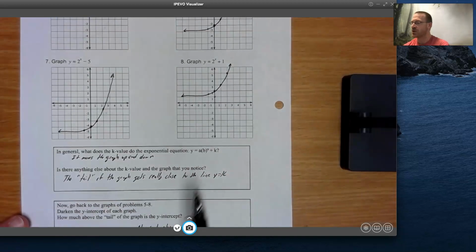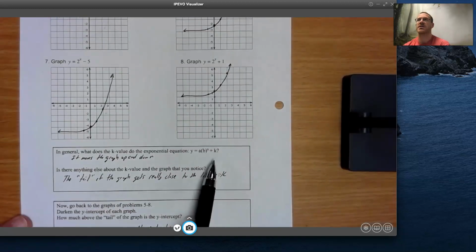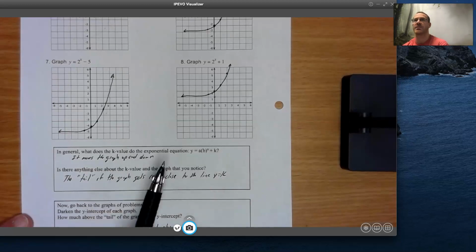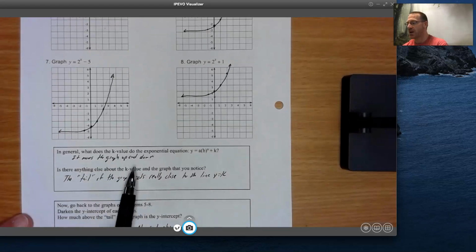Now, what you may have noticed is that this k-value has the same effect on our graph. It moves it up and down, just like the k-value does for our absolute value and our quadratic graph. It moves it up and down. So what do we notice here? The tail of the graph gets really close to the line y equals k.